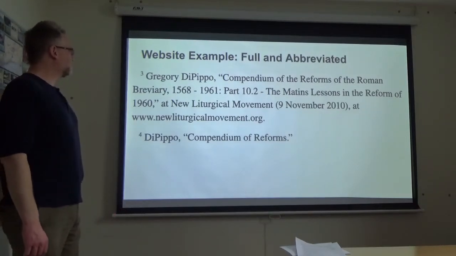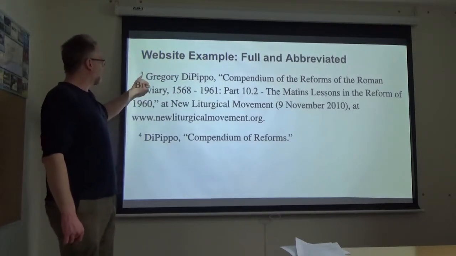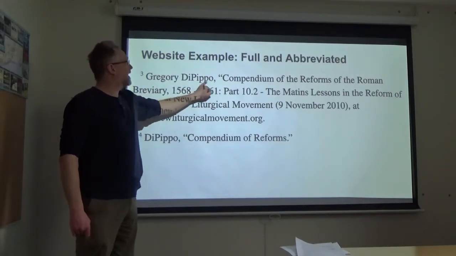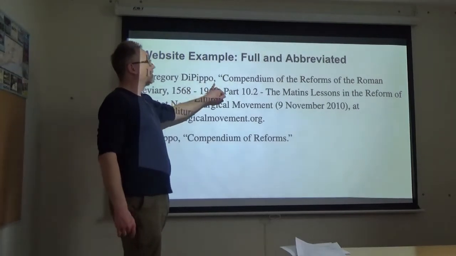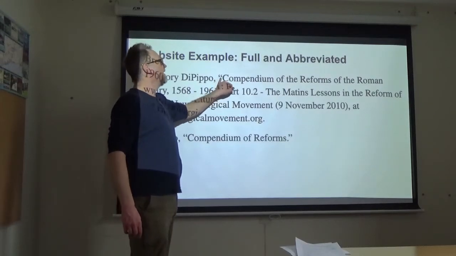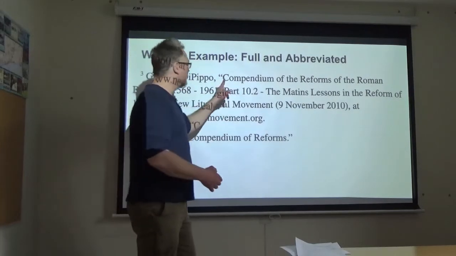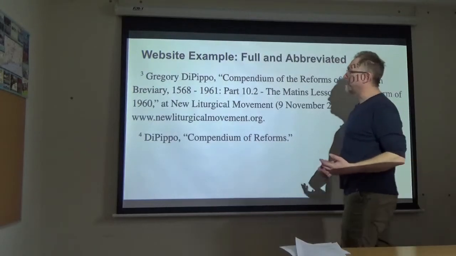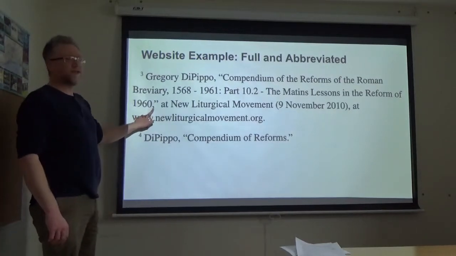So here we go. Are you ready? So up here, there's a footnote number. Look at that. And what's that? That's the author's name. And then what do we have? Comma. Space. And then we have open quotation. Now look at this title. Compendium of the Reforms of the Roman Breviary. That's like a book in itself. Look at that. It goes all the way down to here.